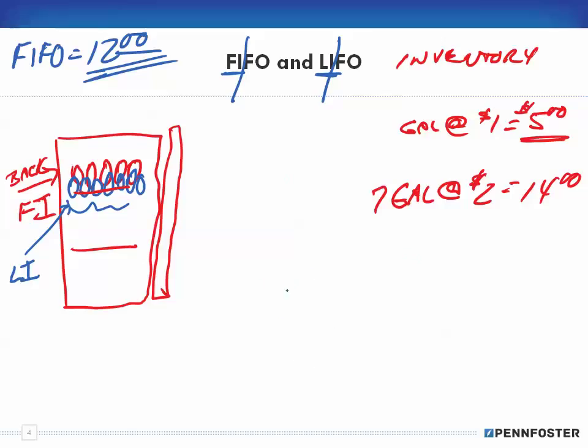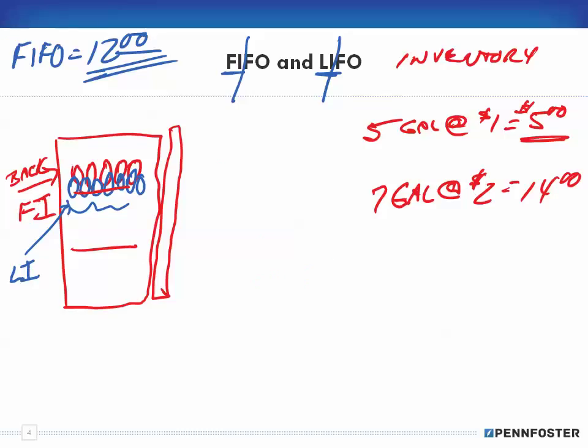Okay, now I had 5 gallons. Now if I'm going to be using the LIFO method, same thing's going to happen. When I buy 5 gallons, I look at the refrigerator, it's empty. When I buy 5, I put them in. When I buy 7, I push the 5 to the back and I put the 7 in front, right? So the ones that are in the back are still my first in, and the ones I put in the front are my last ones in.